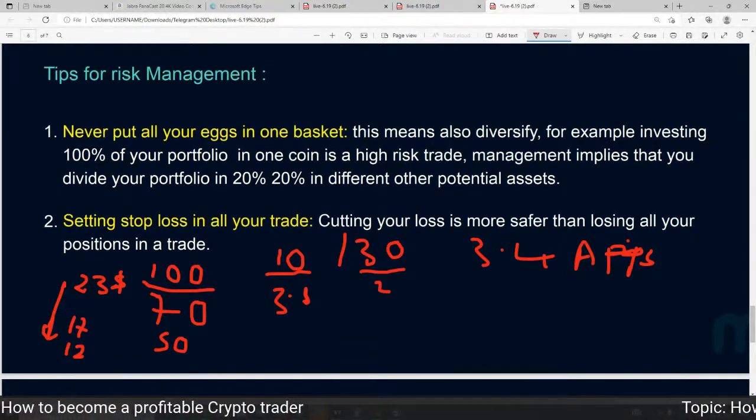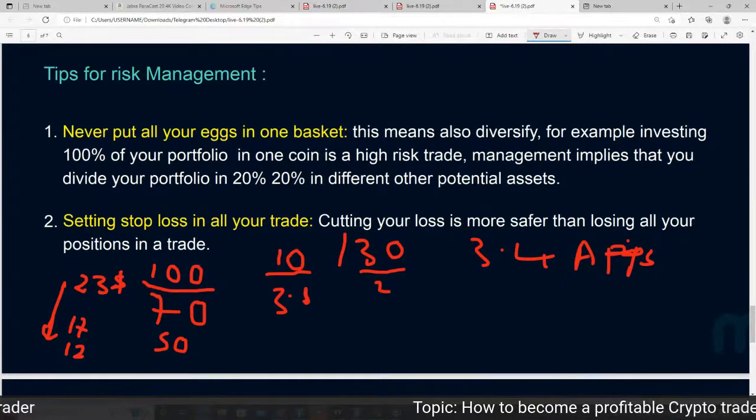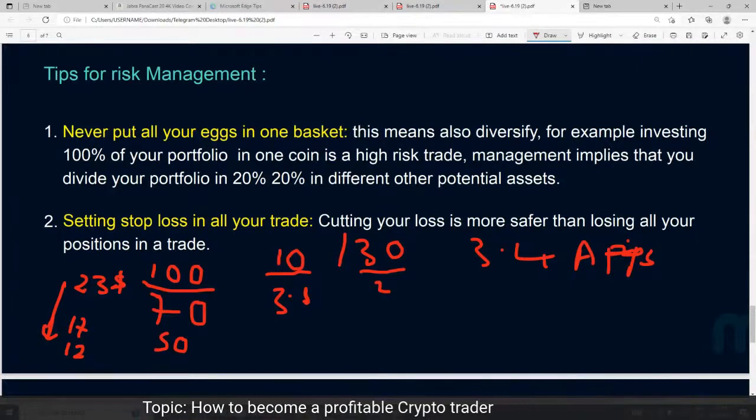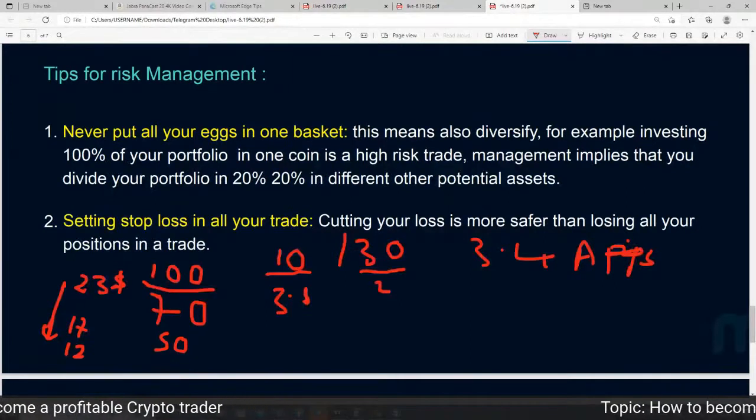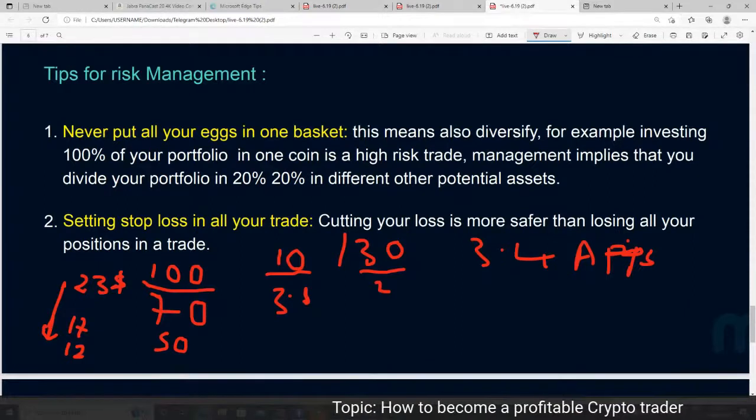Okay, but do it. This is risk management. You need to do it in order to be profitable, because after everything you can still buy that coin even more. It is in spot. Yes, it is spot.